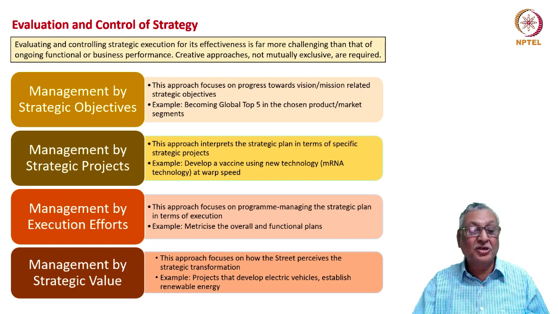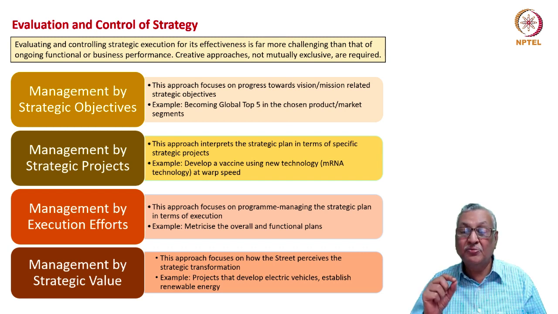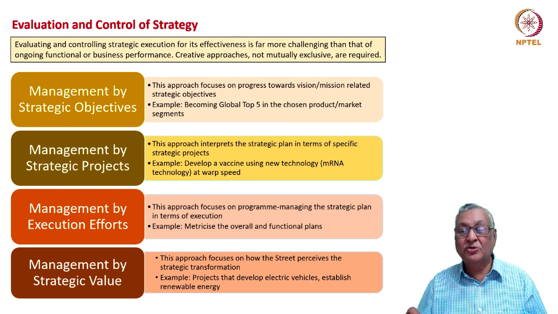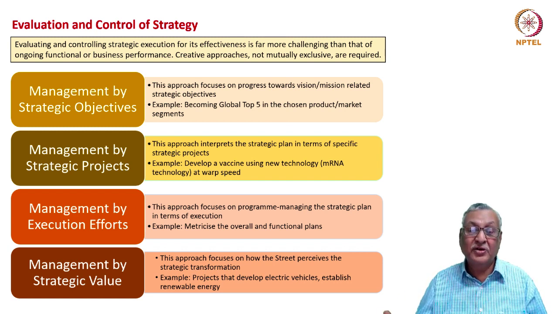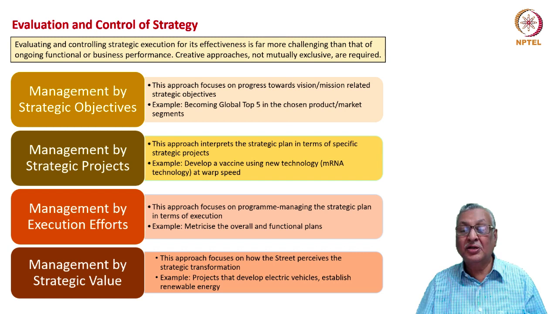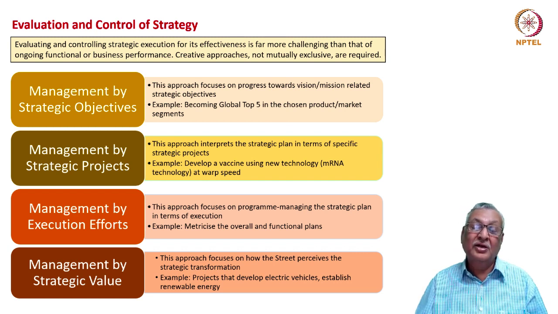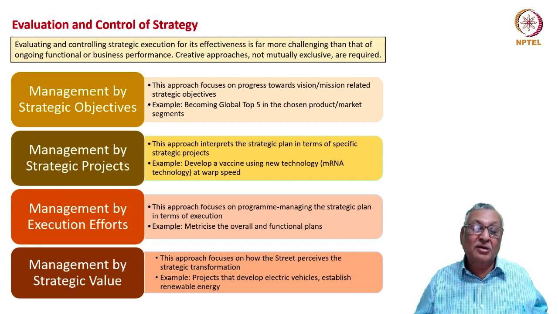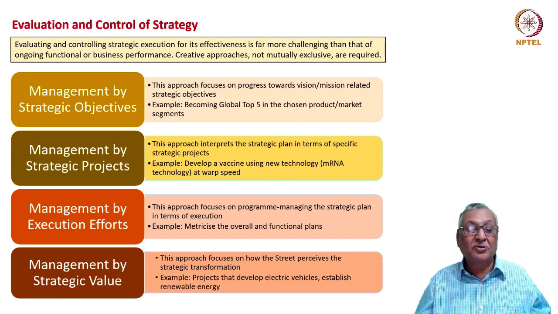Then we logically come to management by execution efforts. That is, we have to program manage the strategic plan in terms of execution. To do that, you have to metricize as much as possible the overall and functional plans. If minus 75 degrees storage requirements are there for distribution of the mRNA vaccine, that is the Pfizer-BioNTech mRNA vaccine, it cannot be taken up at the end of the vaccine development plan. Some risk has to be taken in advance, and the distribution mechanism must be set in place right from the design of the cold boxes to the logistics provider who would distribute, and the entire demand plan as well as the vaccine distribution plan globally. That requires a lot of execution, project management.